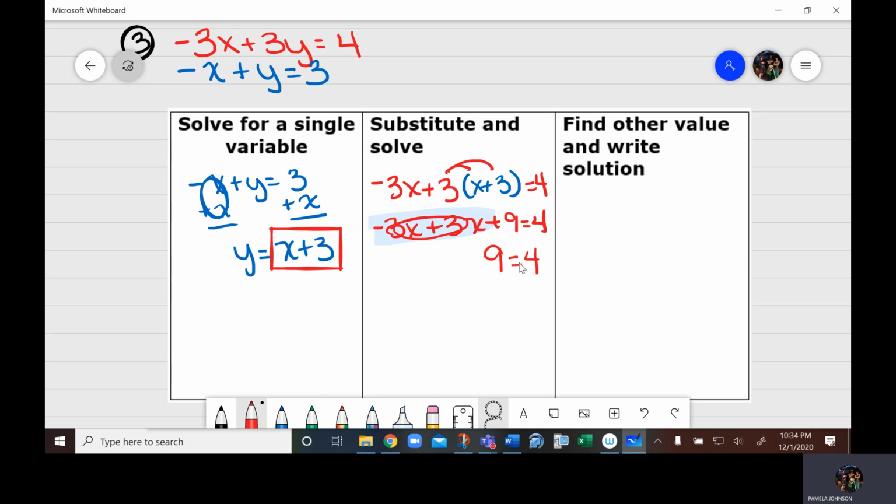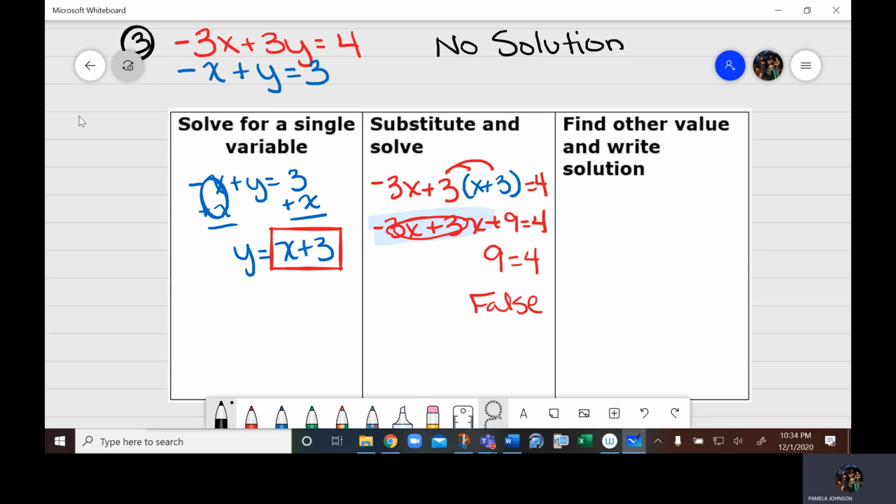9 does not equal 4. 9 is actually bigger than 4. So because this is a false statement, I can't do anything. All my variables are gone. I don't have any variables left. All I have is this false statement that 9 equals 4. So this is actually a no solution.